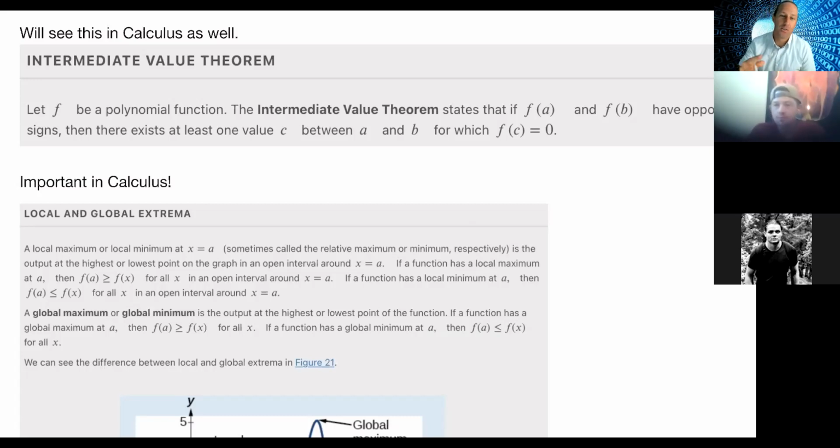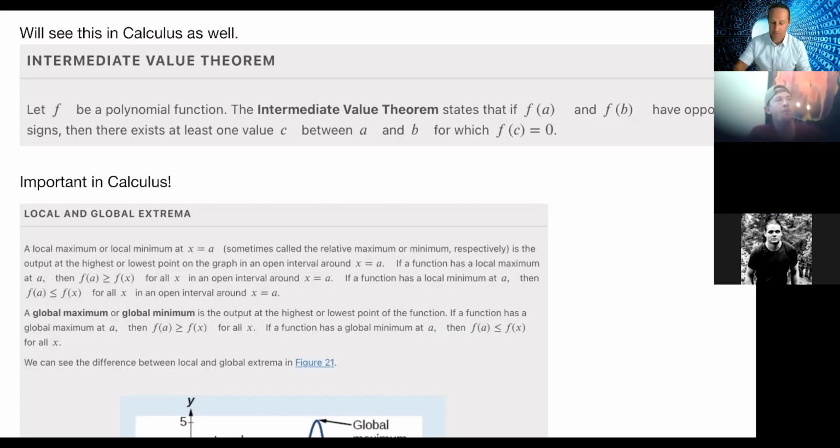Now I can prove that to you because I was not born over 3 feet tall. So that means if I was born less than 3 feet and I am now more than 3 feet, what did I have to do in that growth? I had to hit 3 feet. And that's exactly what this intermediate value theorem pertains to.